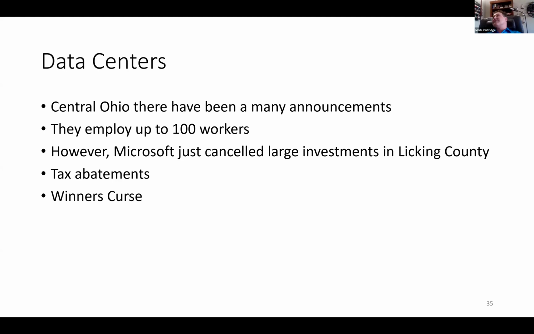Boy, the state of Ohio keeps learning this painful lesson. Announcements are not the same thing as actual investment. Microsoft just canceled, I don't know, must have been close to $1 billion worth of investments in Licking County because, well, one is that, like the semiconductors with COVID, with this AI hype, there now seems to be a realization that, oh, maybe it's not going to be exactly the way we thought it was going to be. Maybe we don't need all these data centers.